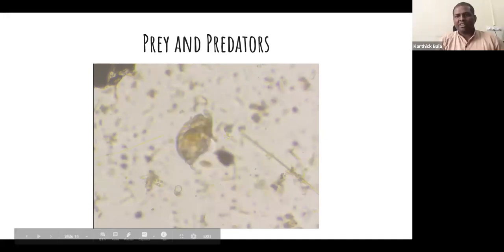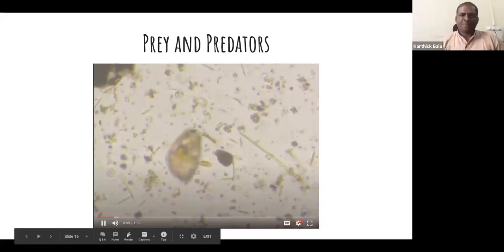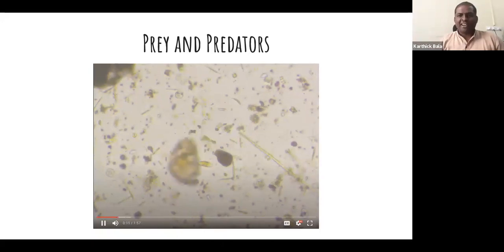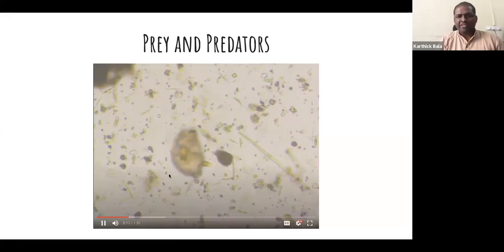This oval-shaped microinvertebrate is just going around and sucking all the algae growing all over the place. What you see everywhere are different types of algae.